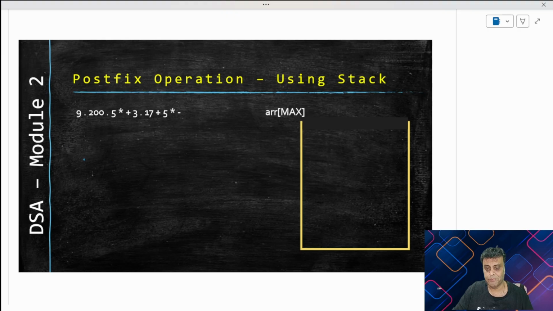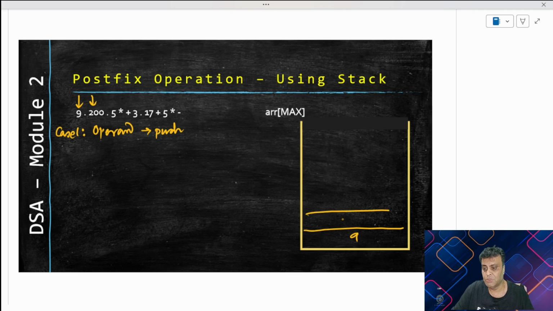So what we will do is, in this case, it's actually the reverse, right? What the algorithm says is that if you receive an operand, push it to the stack. I have received this, I've pushed it to the stack. So if you have an operand, then push. 200, I will push. Then 5, I will push.